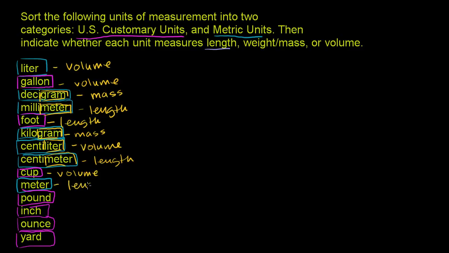Meter, that is length. We've seen it multiple times already. Pound, that is actually a unit of weight. An inch is a unit of length. I think we're all familiar with it. An ounce is, well, and this you have to be careful here. If someone just says an ounce, that is 1/16th of a pound. It is a unit of weight. If it was written fluid ounce, then we'd be talking about 1/16 of a pint, and then it would be a unit of volume. But since it's just ounce, it's a unit of weight, 1/16 of a pound. And then finally, a yard is a unit of length. And we are done.